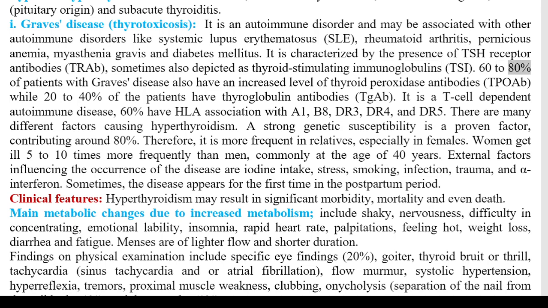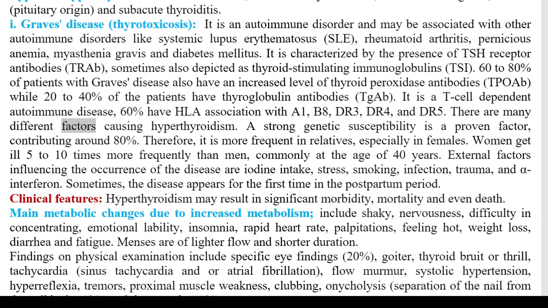60 to 80% of patients with Graves' disease also have an increased level of thyroid peroxidase antibodies, TPOAb, while 20 to 40% of the patients have thyroglobulin antibodies, TGAb. It is a T-cell-dependent autoimmune disease. 60% have HLA association with A1, B8, DR3, DR4, and DR5.